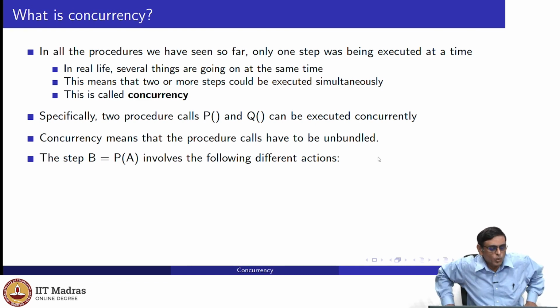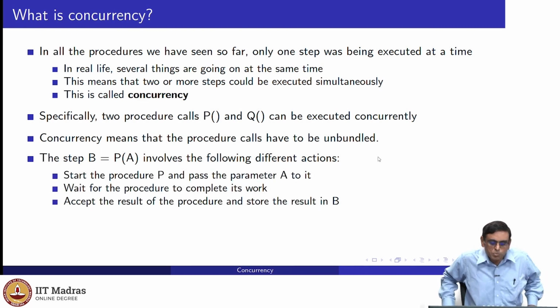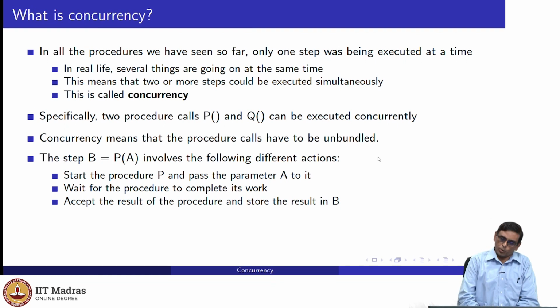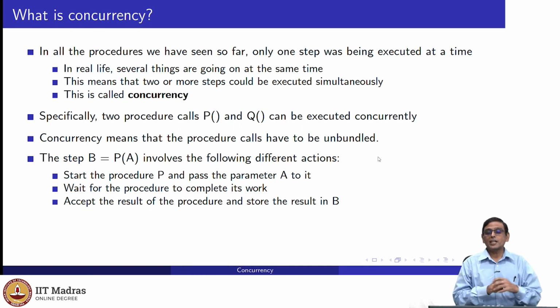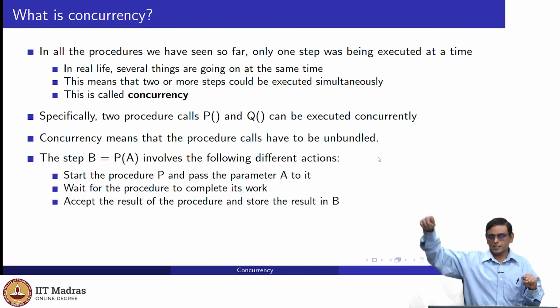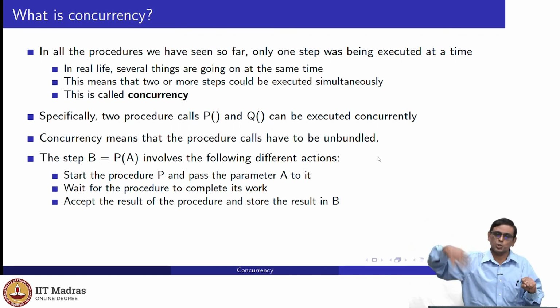What are the three things that we are doing here? We are first starting the procedure P and passing the parameter A to it. So that is the first step. Then what are we doing? Then the caller is waiting for the procedure to complete its work. This is another thing. While procedure P is working, that means it has taken the parameter A and is doing its work, the caller is waiting.